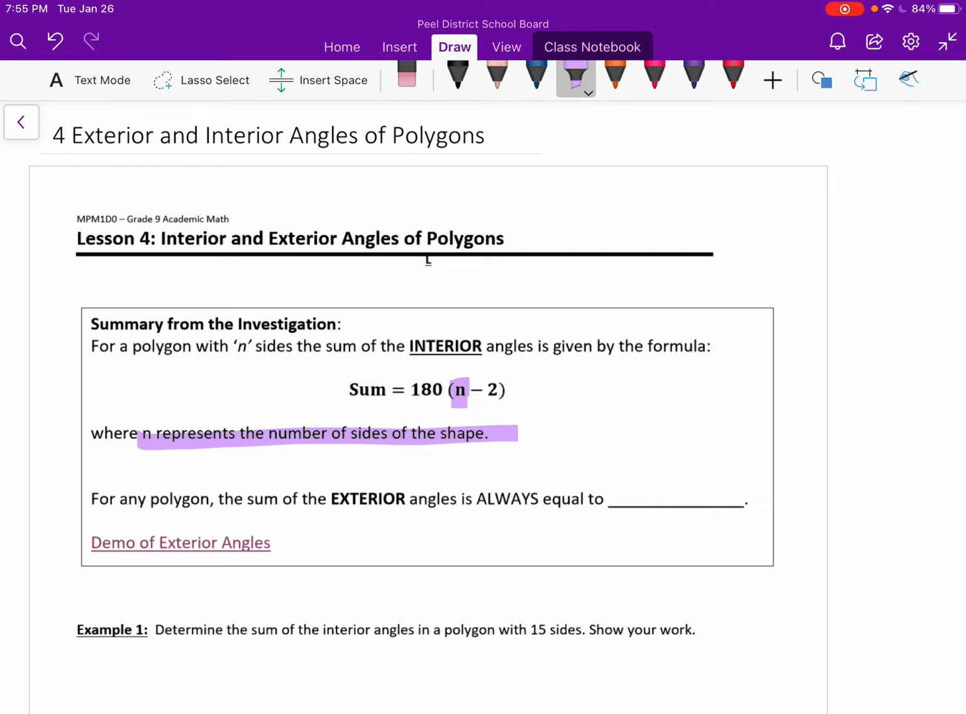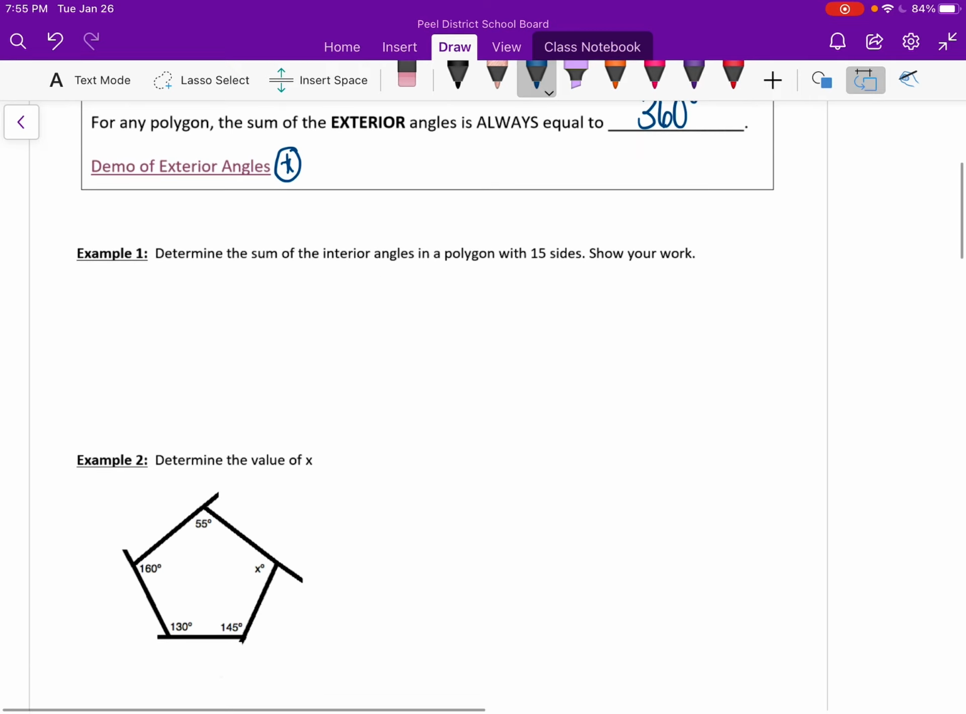For any polygon, the sum of the exterior angles, that means the angles on the outside of the shape, is always going to equal 360 degrees. So I'm just going to write that in. 360 degrees. And if you go to this note where I posted it, you can click on this link. It's a hyperlink, and it'll show you a really great demo of how that happens. And we'll go over that in class as well.